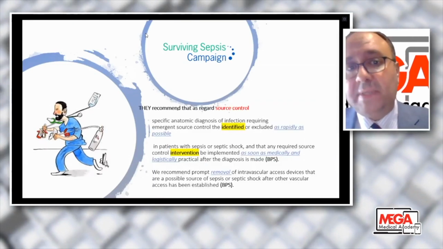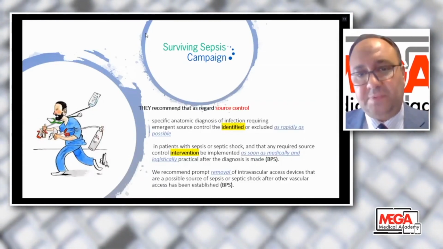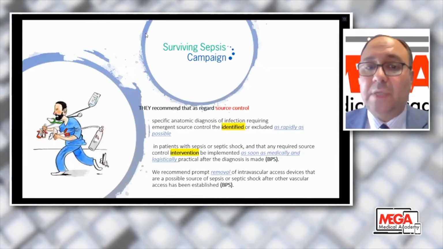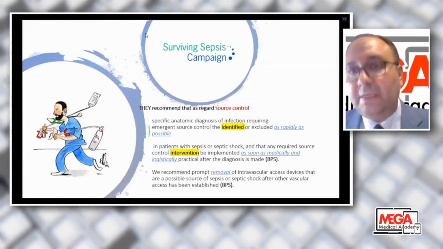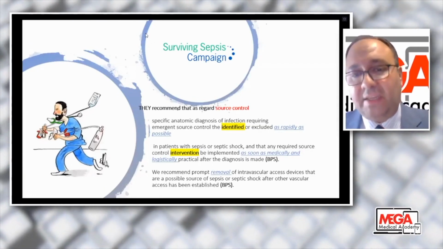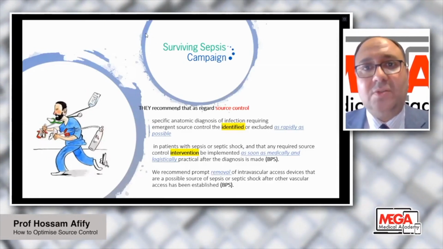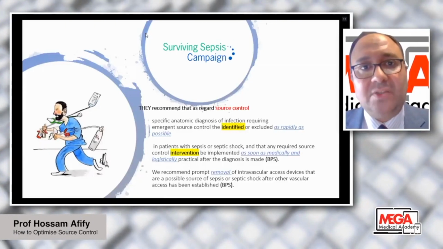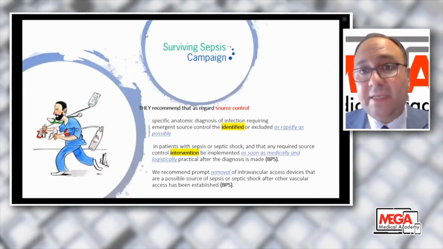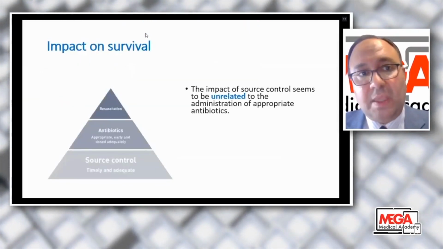Based on the Surviving Sepsis Campaign, they recommend that as soon as you identify the source of sepsis, you do an intervention to control it as soon as medically and logistically practical. If there is a line and you assume this line is related to the sepsis, please secure another access and insert another line. This is based on the Surviving Sepsis Campaign.